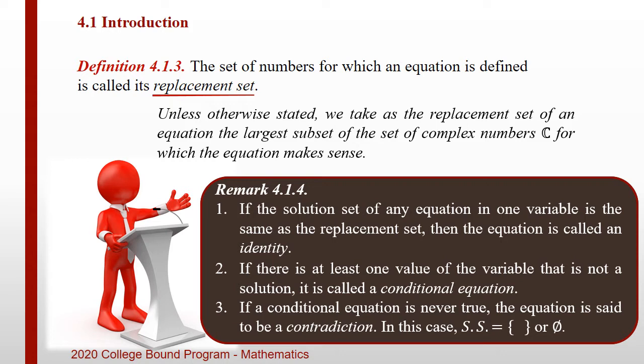So if the solution set of an equation is equal to its replacement set, the equation is an identity. When there exists an element of the replacement set that is not a solution to the equation, then it is conditional. Lastly, if the conditional equation is never true for all values in the replacement set, then it is a contradiction. In this case, the solution set is empty.